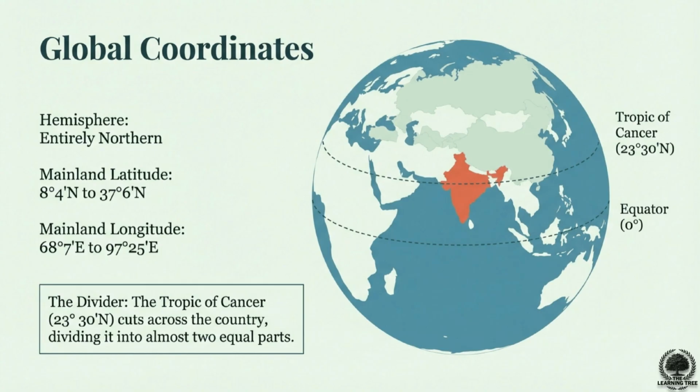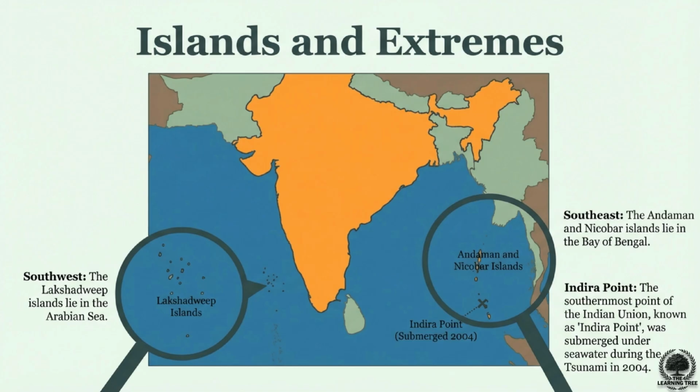Beyond the mainland, India also includes important island groups. India has 2 major island groups that extend its geographical presence. The Andaman and Nicobar Islands are located in the Bay of Bengal, towards the southeast. The Lakshadweep Islands lie in the Arabian Sea, towards the southwest.